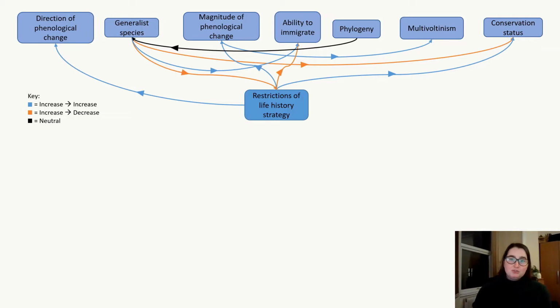The magnitude of phenological change will impact multivoltinism. So the amount that the phenology changes, so this is by days or by weeks, will impact whether multivoltinism is possible. So if a species' phenology changes by just a few days, maybe this won't impact it, but by a few weeks, this can really decide whether the species has time in the year for more than one generation.